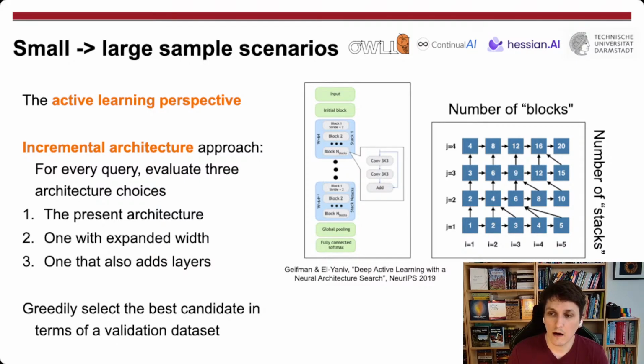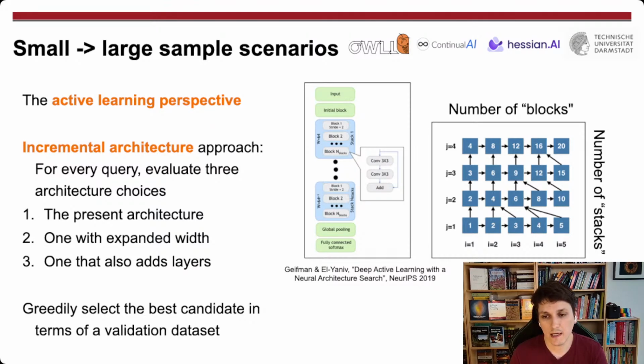And so the proposal that has been made in a specific incremental architecture approach that I'm showing on this slide is quite simple, which is why I've chosen it. It's simple, but it's great at the same time, because all it's really doing is formulating the architecture choice from a very greedy perspective.